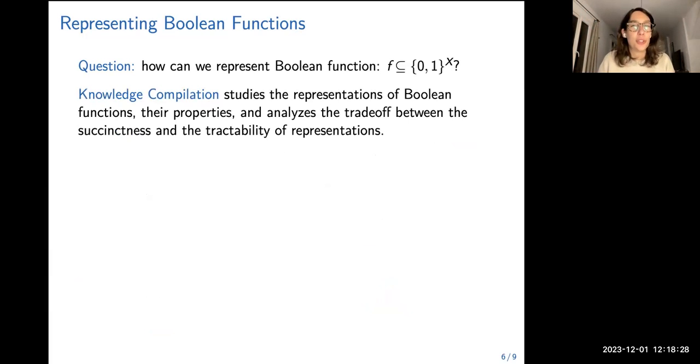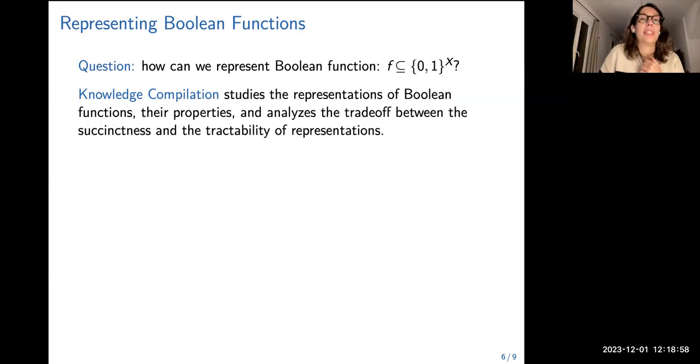So I hope to convince you that representing Boolean functions is not that trivial. And in fact, the whole field of knowledge compilation revolves around this question. The goal is basically to find different representations of these functions that bridge between allowing tractability of the problem, but also not having something like a truth table. So you bridge between compactness and tractability.